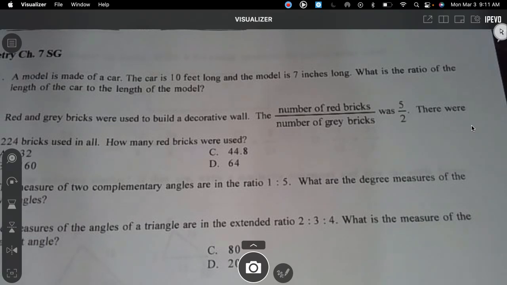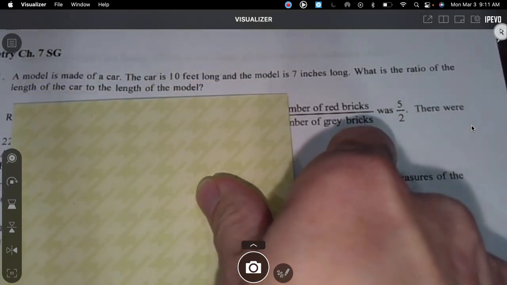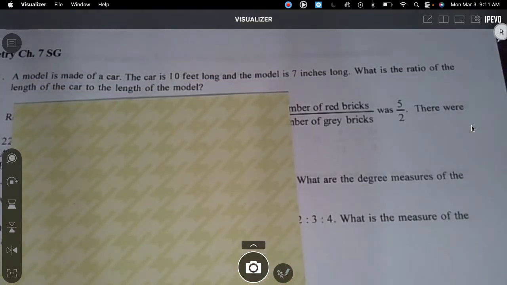How do you change 10 feet to inches? Multiply by 12. Yeah, just multiply by 12. So what is 10 times 12? 120. So we have 120 inches to, how much was the other one? 7. That's all it wants. That is going to represent a ratio.